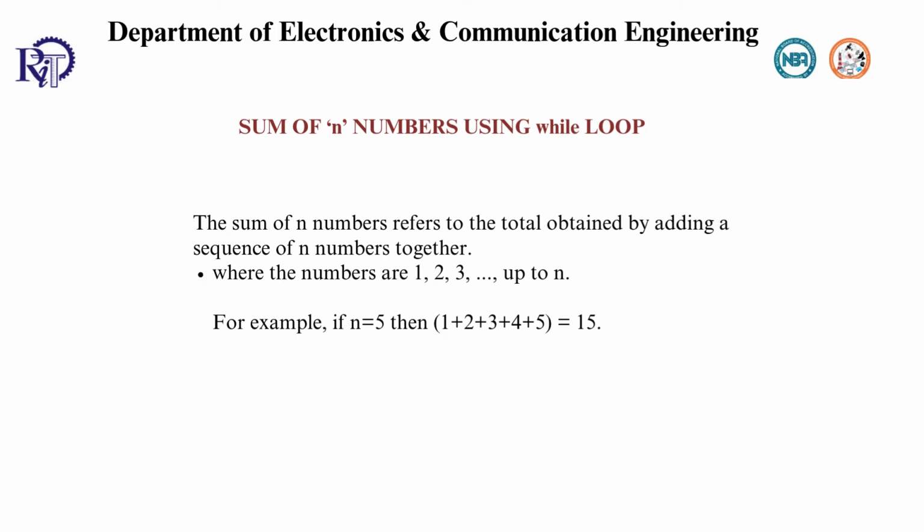When we want to perform the sum of n numbers, it refers to the total obtained by adding a sequence of n numbers together. The numbers run from 1 till the value of n, that is 1, 2, 3, 4, 5, and it continues up to the value of n. If we consider an example, if the n value is equal to 5, then we add 1 plus 2 plus 3 plus 4 plus 5. It gives the sum as 15.